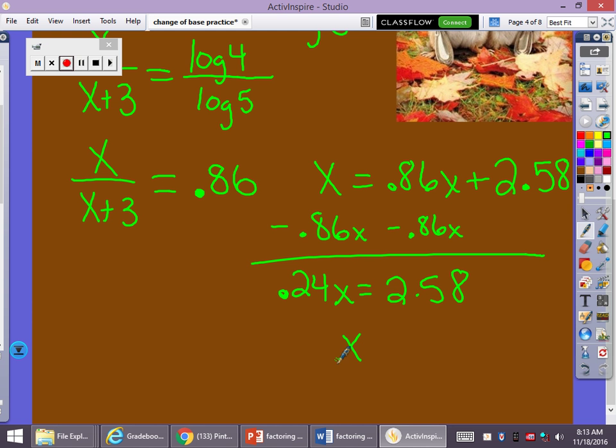Divide. Oh, it's not 0.24. Miss Elena can't subtract today. 0.14. Okay, 1 whole minus 0.86. Now we divide by 0.14 and we get 18.4. Okay. That is the hardest type there is. 18.4.